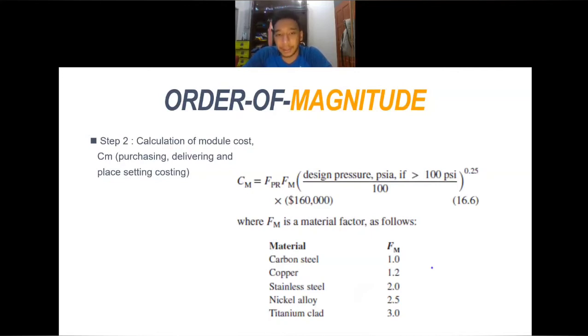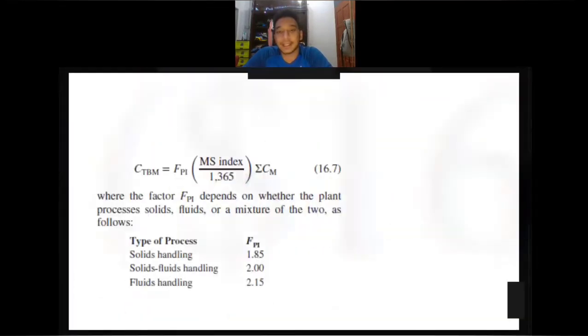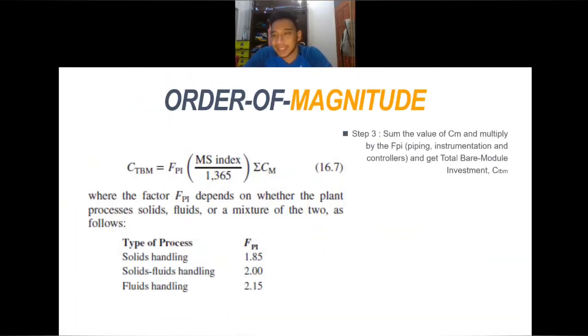Okay, in the equation, there is a factor of the material, Fm, and we can get it as follows. For carbon steel 1.0, copper 1.2, stainless steel 2.0, nickel alloy 2.5, and so on. Then in the next step, we must sum the values of the Cm and multiply by the FPI. This includes the piping, instrumentation, and controller cost. And we will get the total bare module investment, which we can call CTBM.